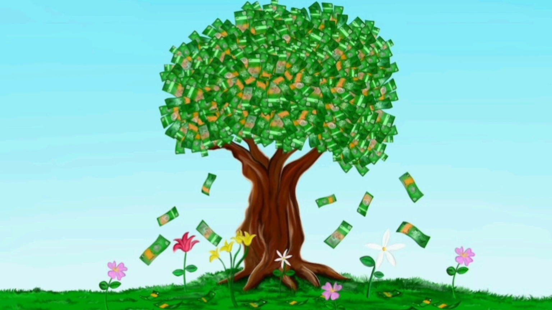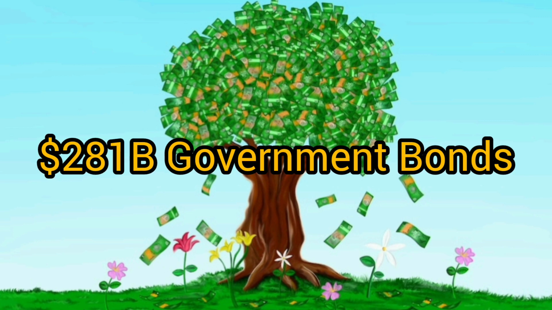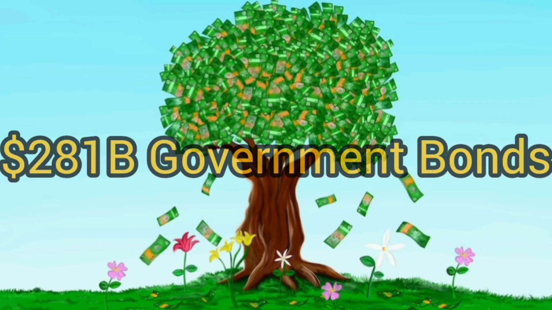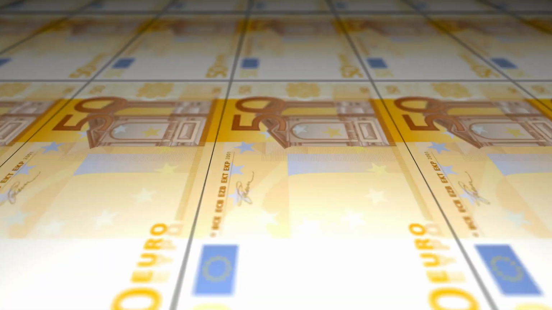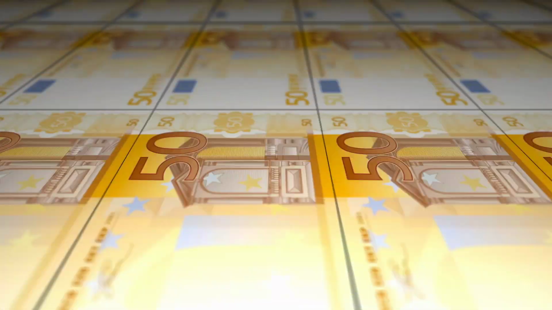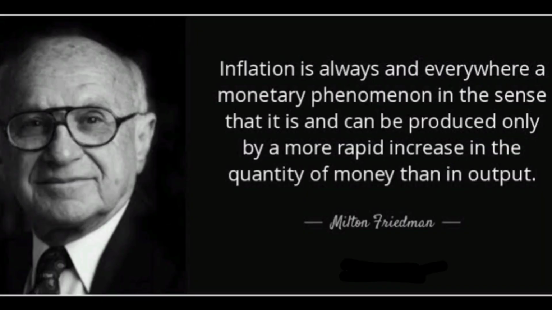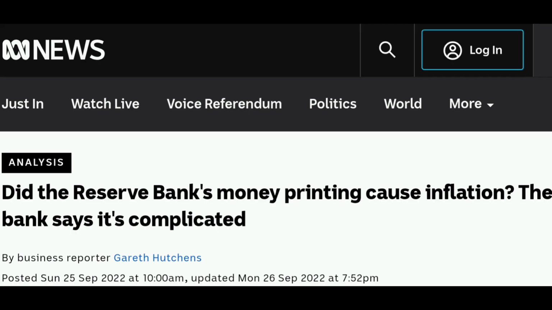The RBA bought $281 billion worth of government bonds with newly created money, which increased the money supply in the economy. This is based on the theory by Milton Friedman that says more money means more inflation. But the RBA disagrees with this theory and says that it's not the bond purchasing program that caused inflation. If you want to learn more about this debate, you can read this article from the ABC.